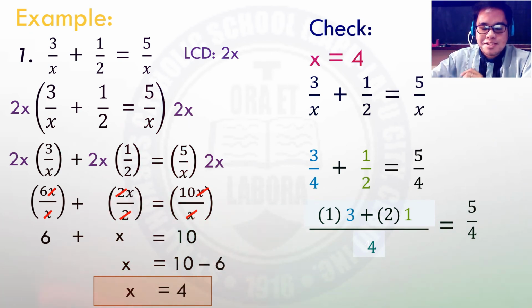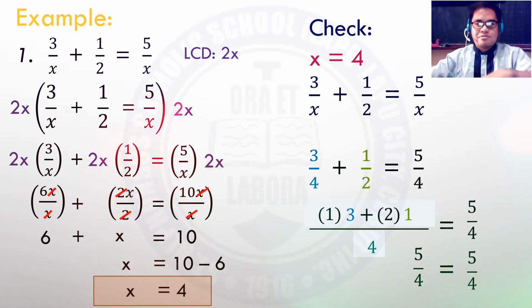And let's simplify them further. 1 times 3, the answer is 3, plus 2 times 1, the answer is 2. So 3 plus 2, the answer is 5 over 4 equals 5 over 4.